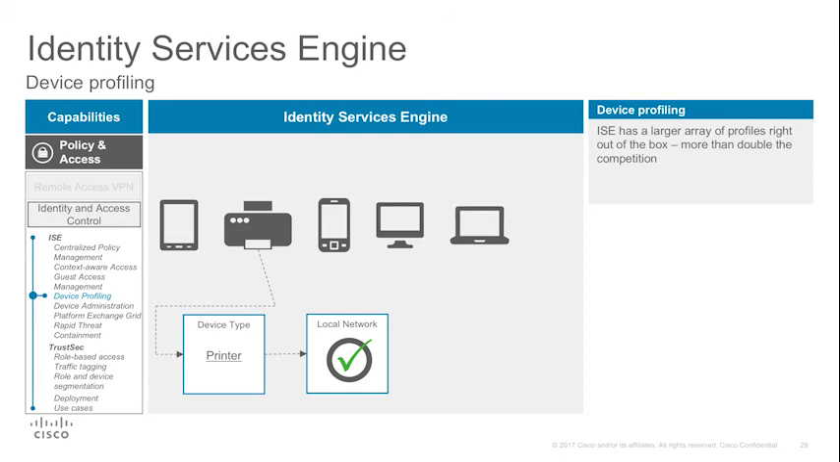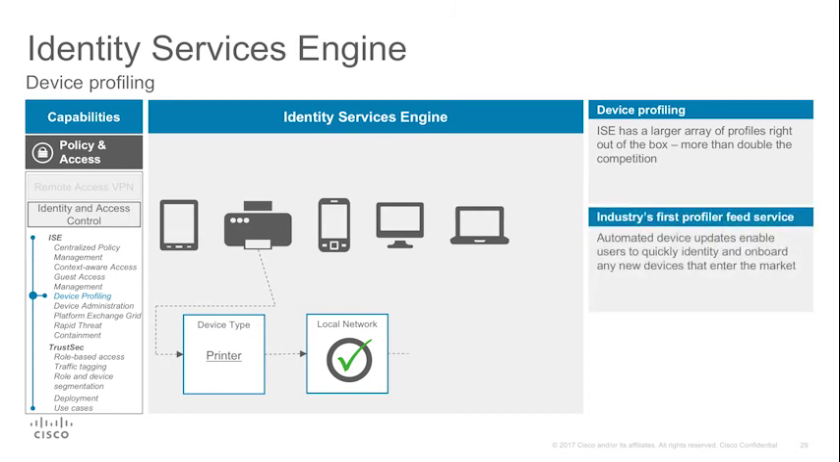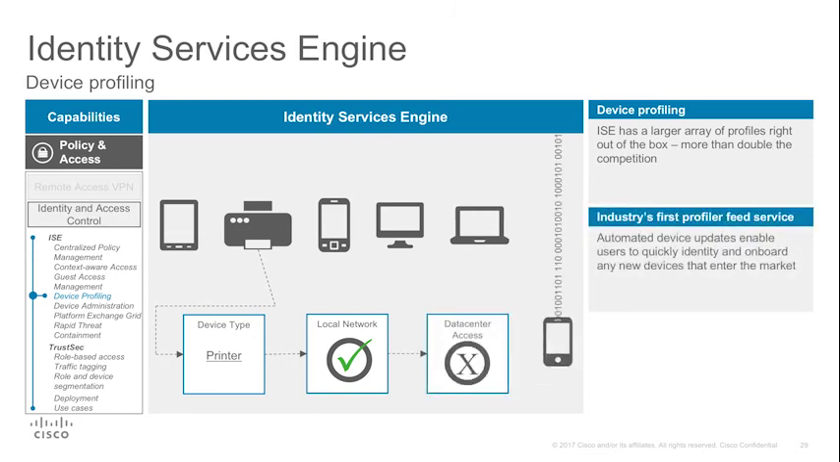Once a device is profiled, rules can be automated to grant or limit access to networks and network segments. With the industry's first profiler feed service, Cisco automatically updates ISE with information on the latest and greatest technology releases. This way, when your network encounters a device new on the market, it already has the correct profile in order to bring it on board quickly and easily.